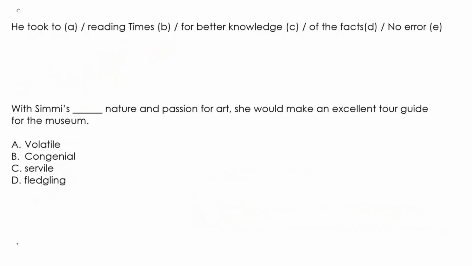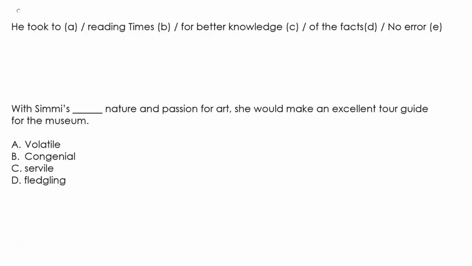Let's move to our next question now. He took to slash reading time slash for better knowledge of the facts slash no error. So basically this sentence is given to you and you have to determine which part of the sentence has an error, and if there is no error, then we have to go with the E option, that is no error.